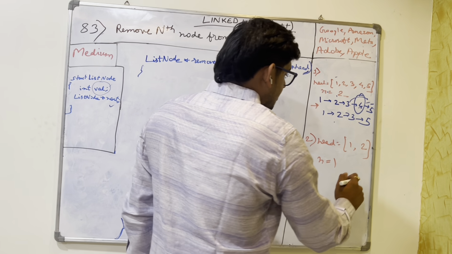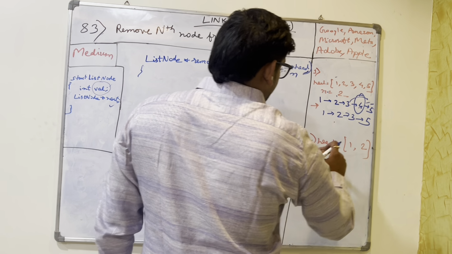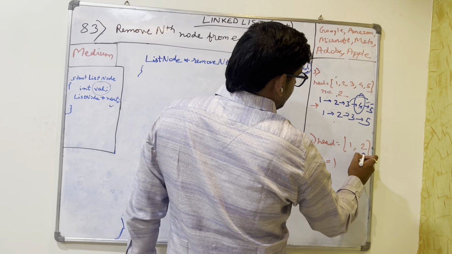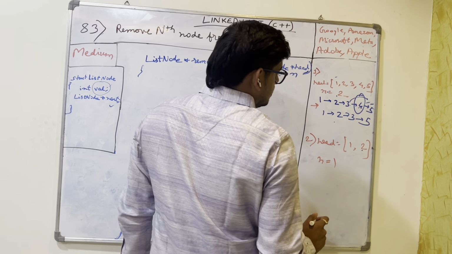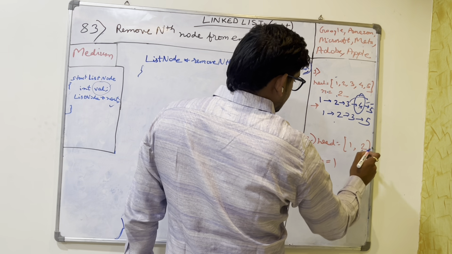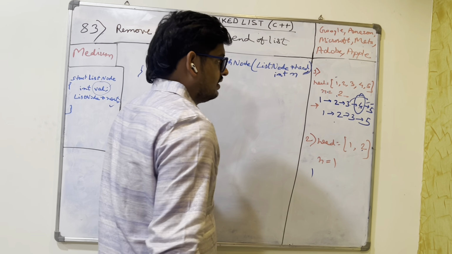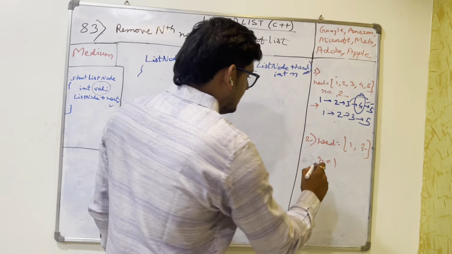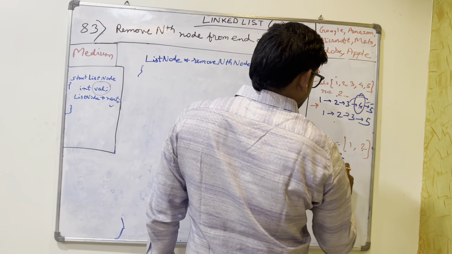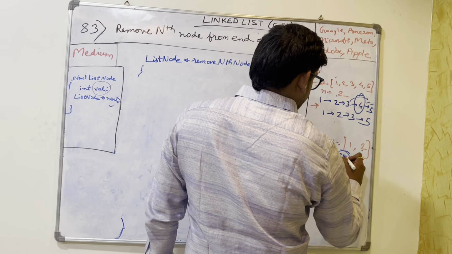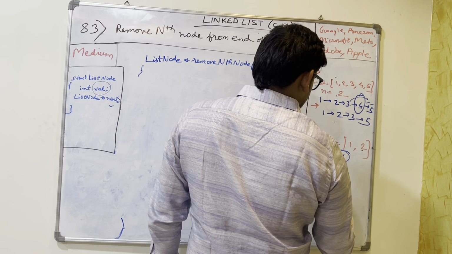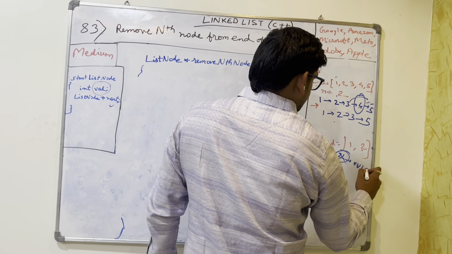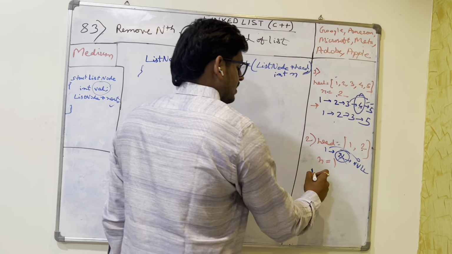In this case, we need to remove the first node from the end of the list. So the first node from the end of the list is this 2, right? So we will remove this 2 and we'll return 1 only. Okay. So I think you have understood the question. So 1 and 2 was there. So the first node from the end of the list we need to remove. So we'll have only this 1. 1 would be pointing to null. So we remove this, 1 points to null.